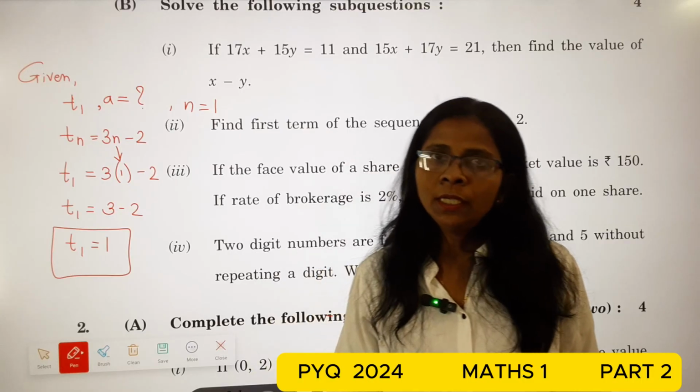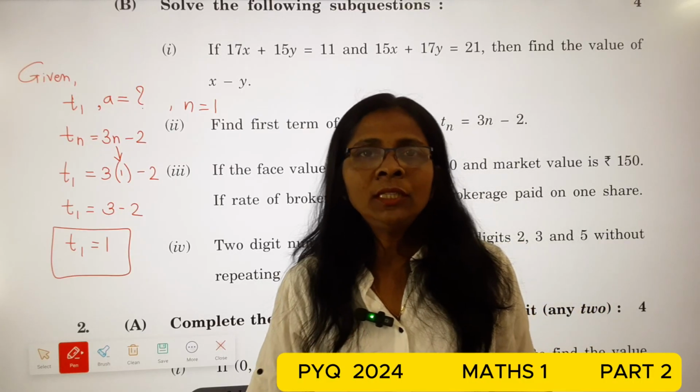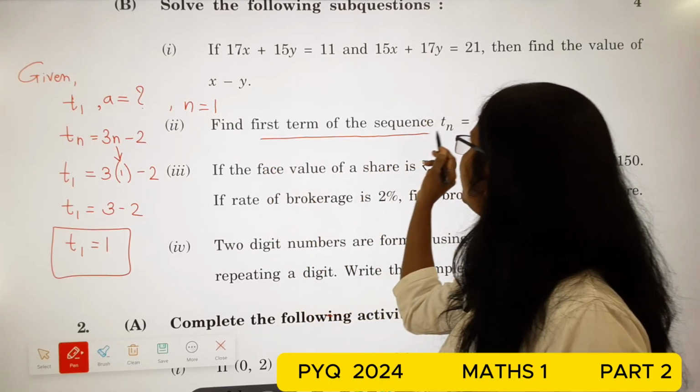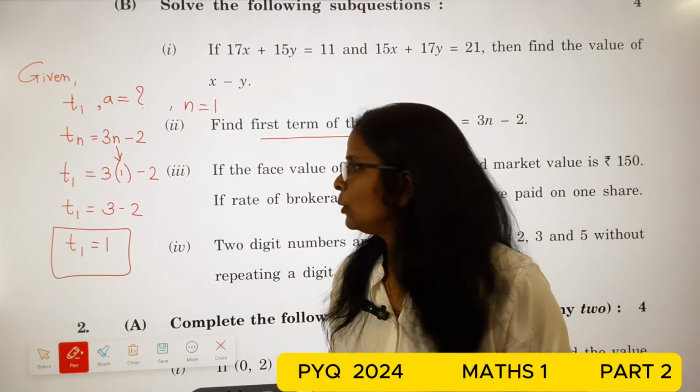You have to put the 1, wherever you see the n. Okay, so how easy the answer came. That is, the first term of the sequence is equal to 1.